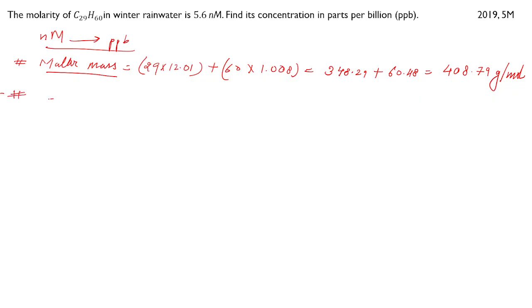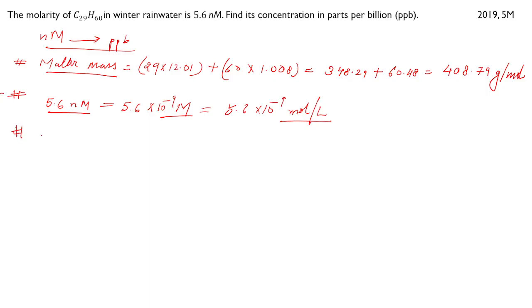Okay, now they have given 5.6 nanomolar. We can also write it as 5.6 into 10 to the power minus 9 molar, right? Or we can also say 5.6 into 10 to the power minus 9 moles per liter. This is the way that we can convert this value into molar or into moles per liter. Now we need to change this molar, or we can say this moles per liter, into grams per liter.